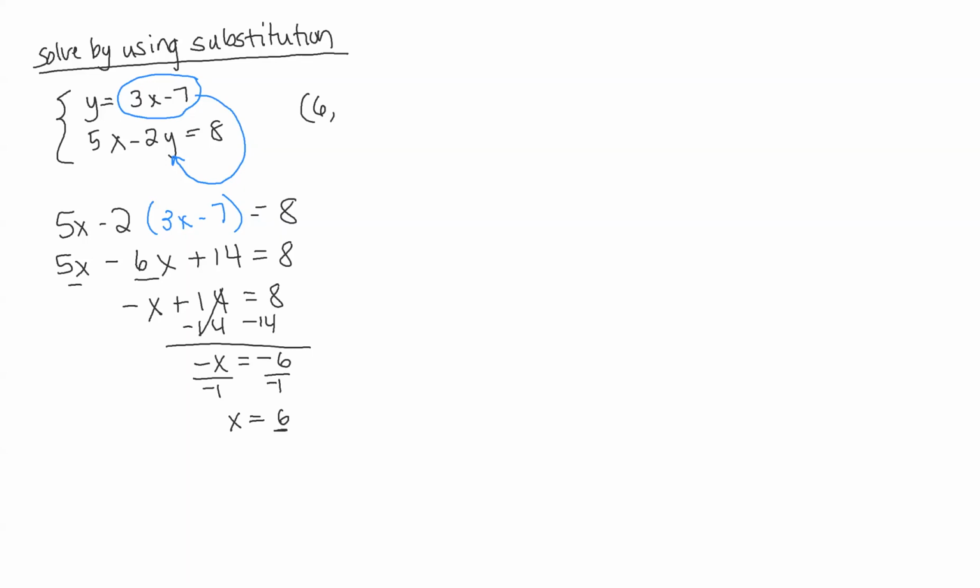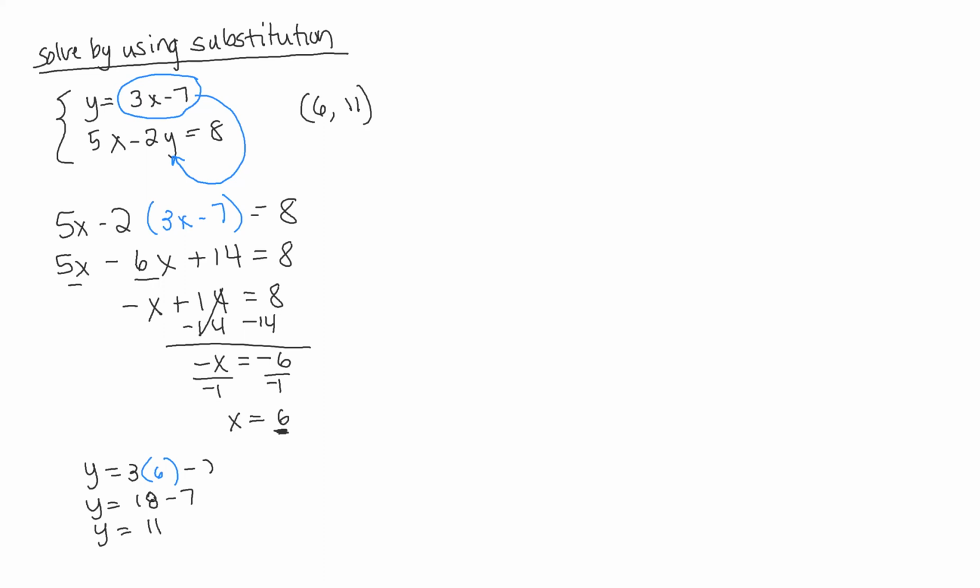But I now need to use this value of 6. I'm going to plug it into either of the original equations, and then I'll solve for y. So let's say we take that first equation. y equals 3x, but x is now 6, minus 7. So y equals 18 minus 7. So we think y equals 11. So we think this is the solution, 6, 11.